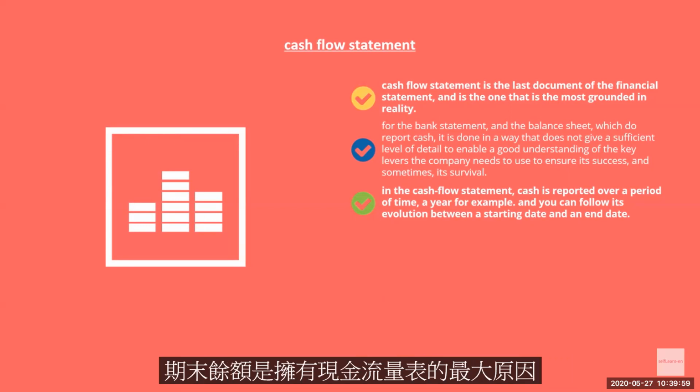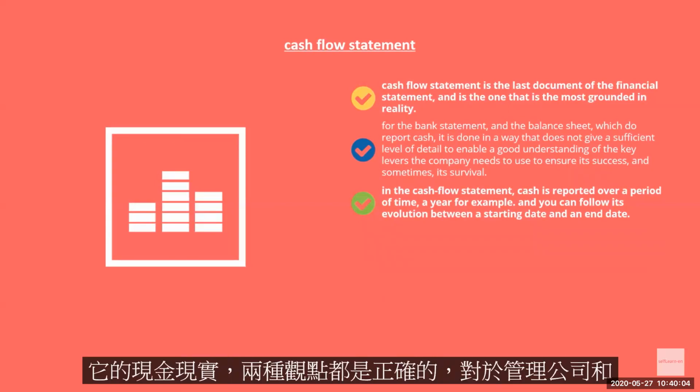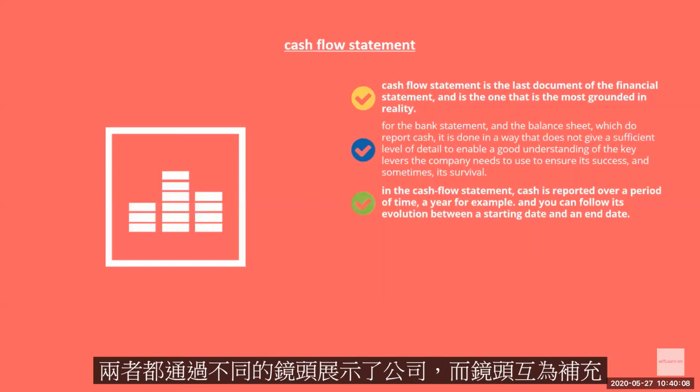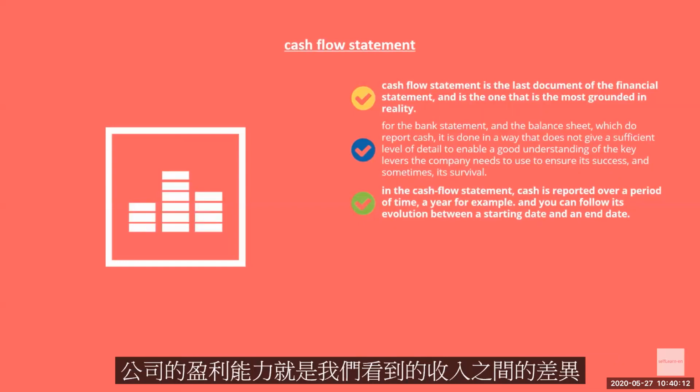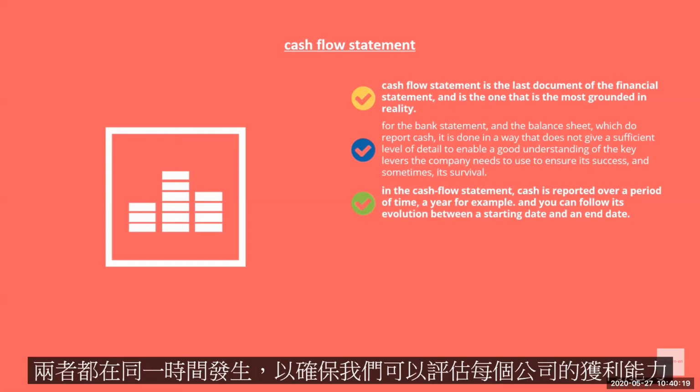The biggest reason for having a cash flow statement is that there's a big difference between the accounting view of the company and its cash reality. Both views are correct and useful to managing the company, and both show the company through different lenses, which complete each other. The profitability of the company is, as we've seen, the difference between its revenue and its expenditures. In the income statement, we always assume that they both happen at the same time to ensure we can review the profitability of each of our actions.